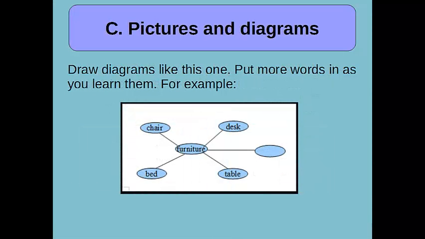A great way to learn new words and to learn them in families is by drawing a diagram like this one and putting more words in as you learn them. Furniture is a word family, that's why it's in the center. Chair, desk, bed and table are all words in the same family, and I left one blank so you know that there are a lot more words in that family that you can learn.